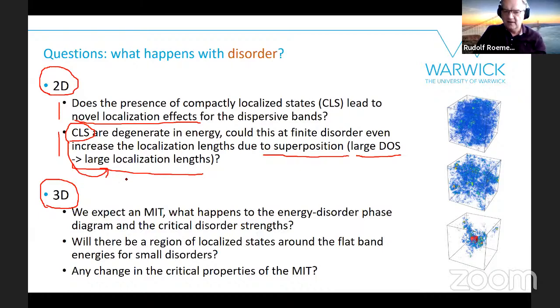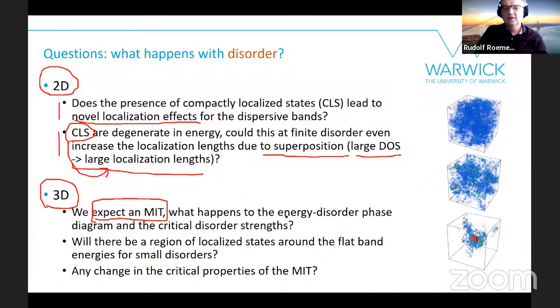And I admit it's a very naive picture, and those of you who have thought about it already know the answer. But when we started, we hadn't really thought about it. We were just thinking, okay, let's have a look at this in 2D. Similar in 3D, but in 3D, of course, we have a complication or more excitement. Namely, we have a metal insulator transition.